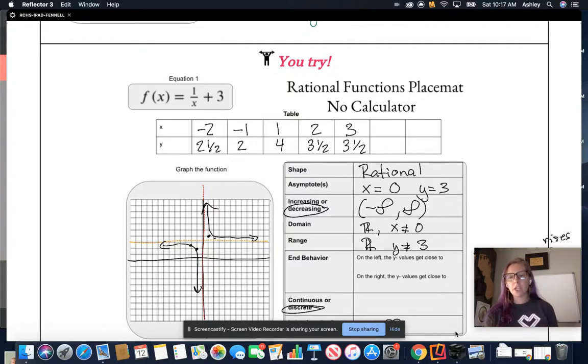This is a rational function. That's how we name the shape. We have an asymptote at x equals 0. That's the value of x that would break the function.